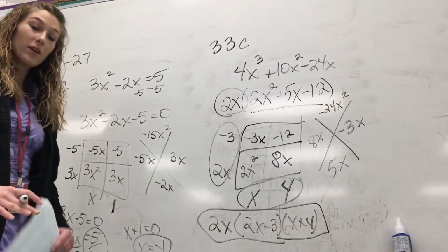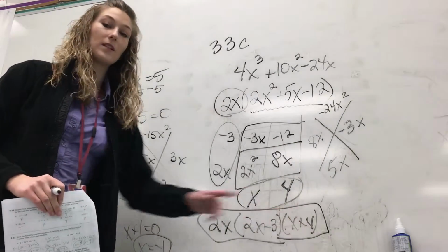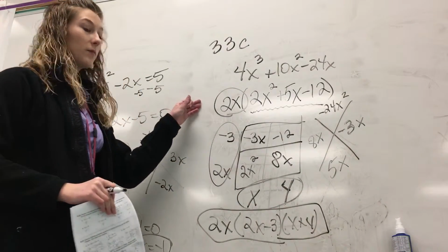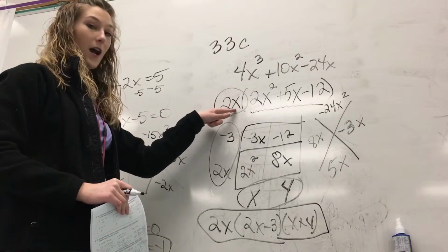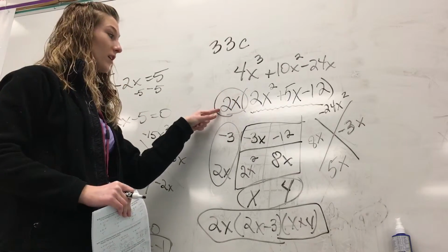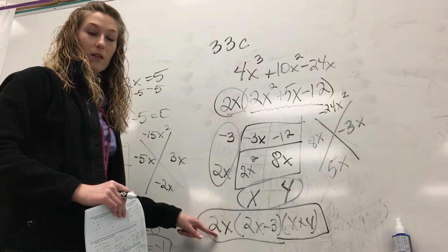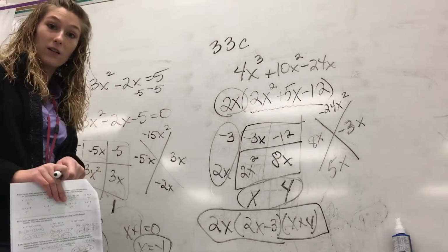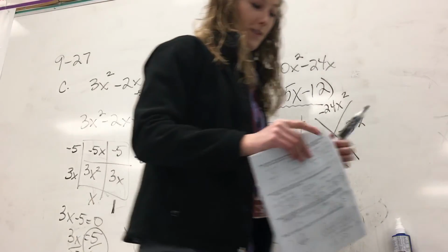If it wanted you to solve, then you'd set all three of these little pieces equal to 0. So I factored completely. First I factored out 2x. This is called a factor of it, so don't forget that part down here at the end. Okay, so all of these problems are talking about factoring, so hopefully that helps you with that stuff.